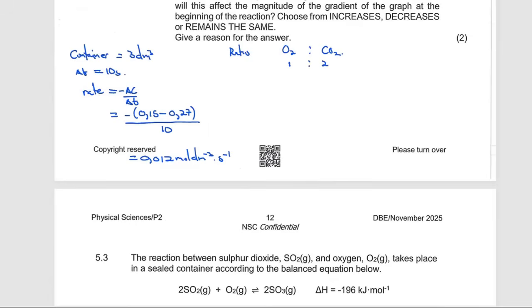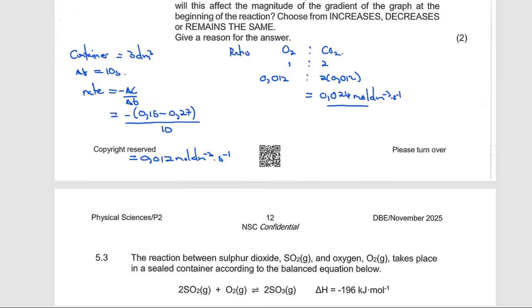What does that mean? It means how many moles do I have? 0.012 mole per dm cubed per second. So it is to double, right? If it's double on this side, it means I'm supposed to multiply by 2, right? So I'm going to say bracket 0.012 times 2. What am I going to get there? I'm going to get a value which is double, which is 0.024, right? So this is 0.024 mole per dm cubed per second. So that's what we're going to get.